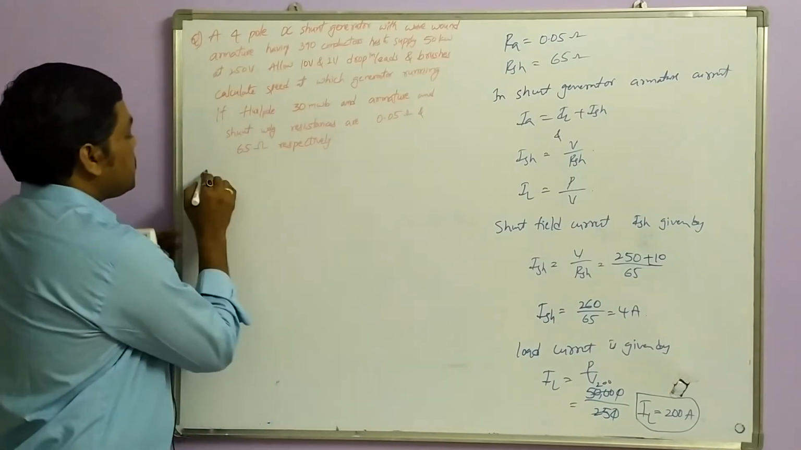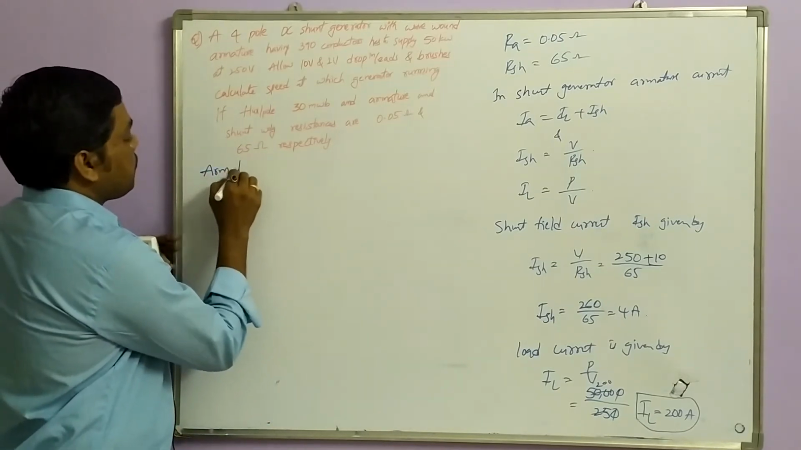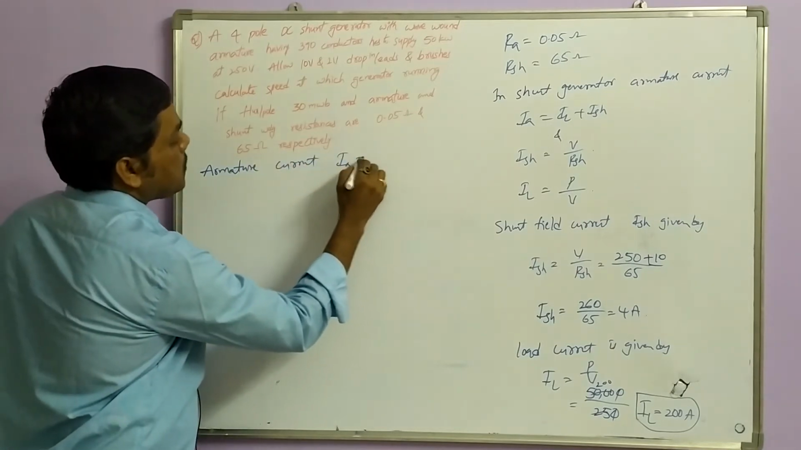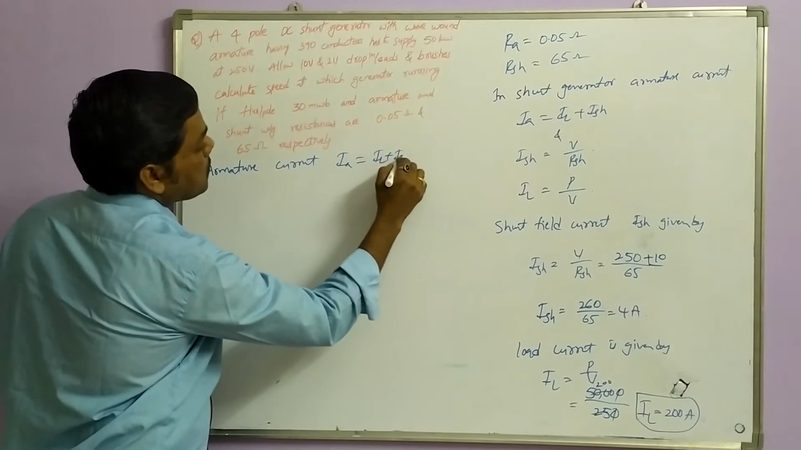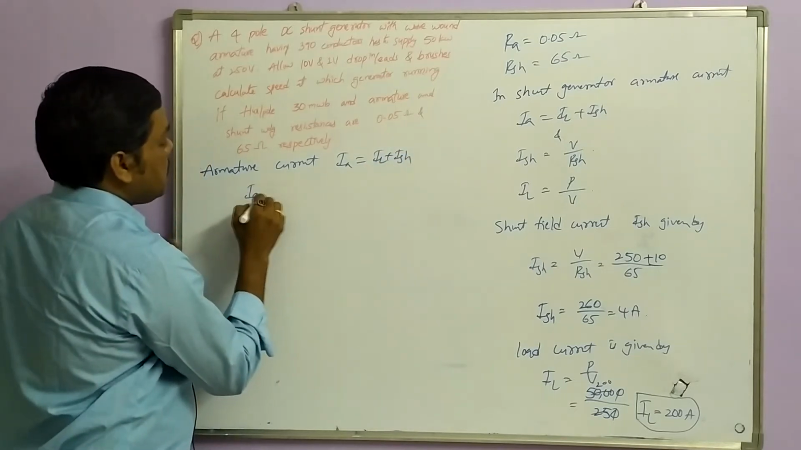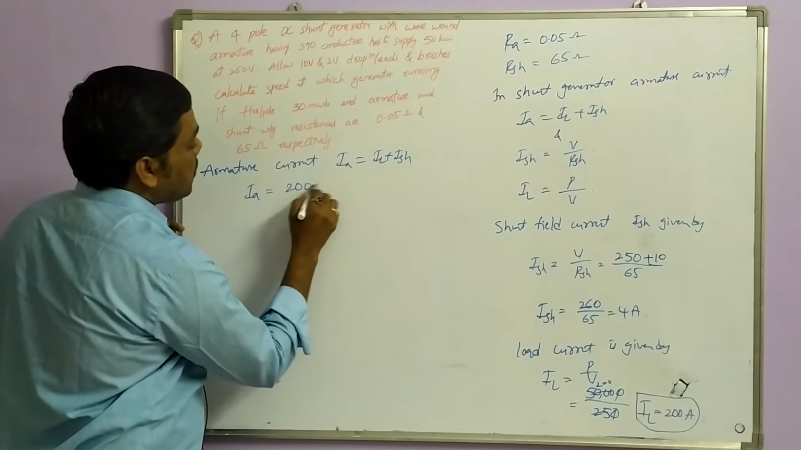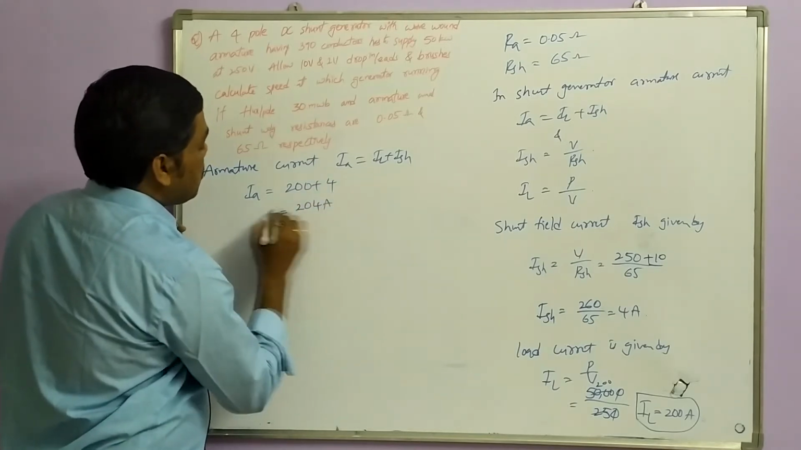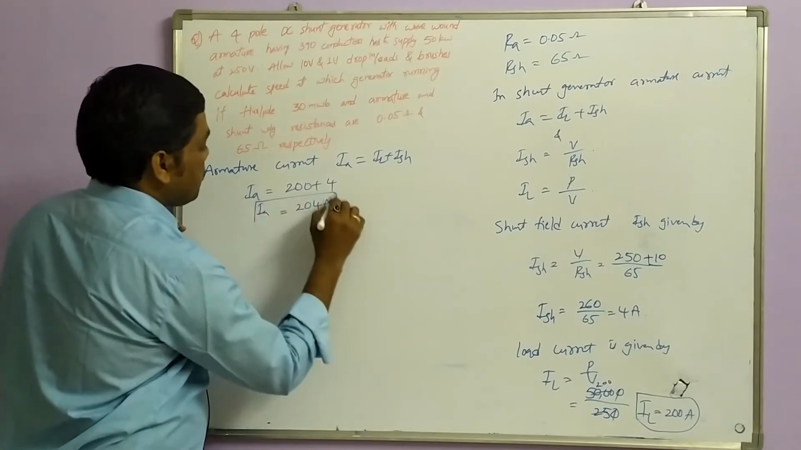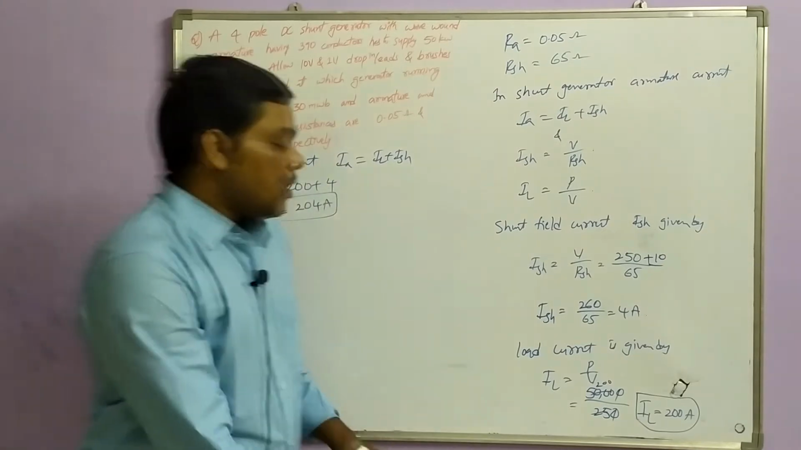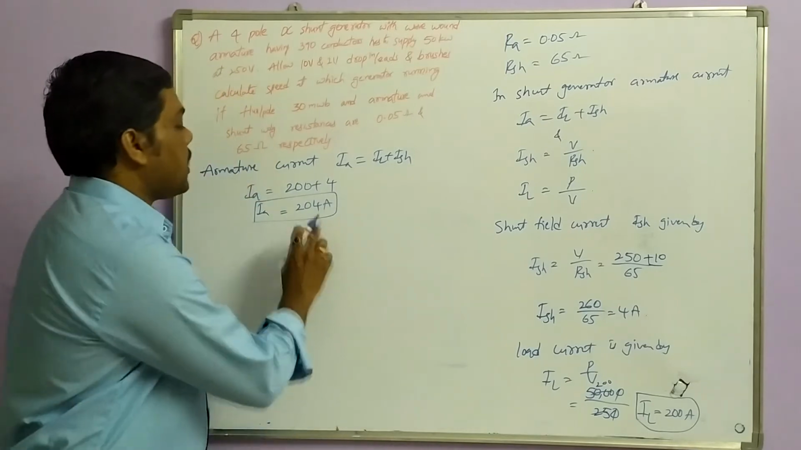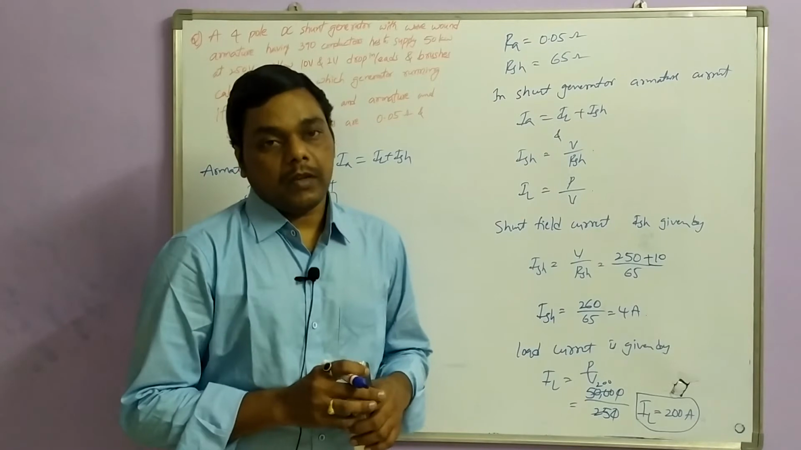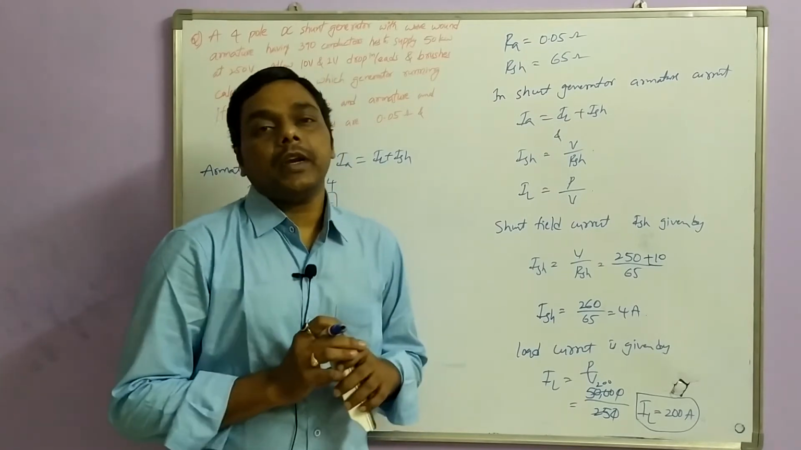Now the armature current IA is equal to IL plus ISH. So IA is equal to 200 plus 4, which is equal to 204 amperes. Now armature current is 204 amperes. We have to determine the speed of the generator, but speed is a function of generated EMF.